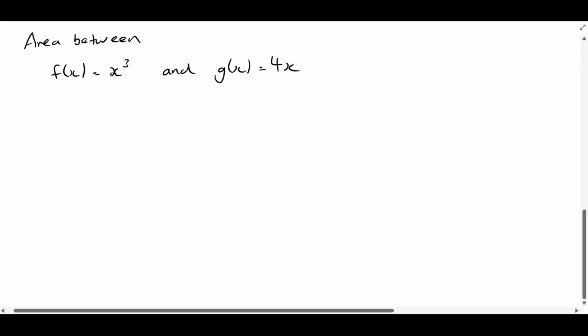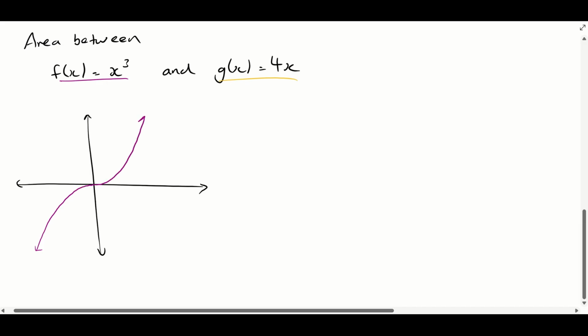Now, if we think about what this might look like on a Cartesian plane, in purple this time I'll do my x cubed, and in the yellow I'll do my linear line, my 4x. Well, x cubed does something like this, and 4x is going to go through the origin with a gradient of 4, so there's going to be an intersection somewhere there and an intersection somewhere down here.